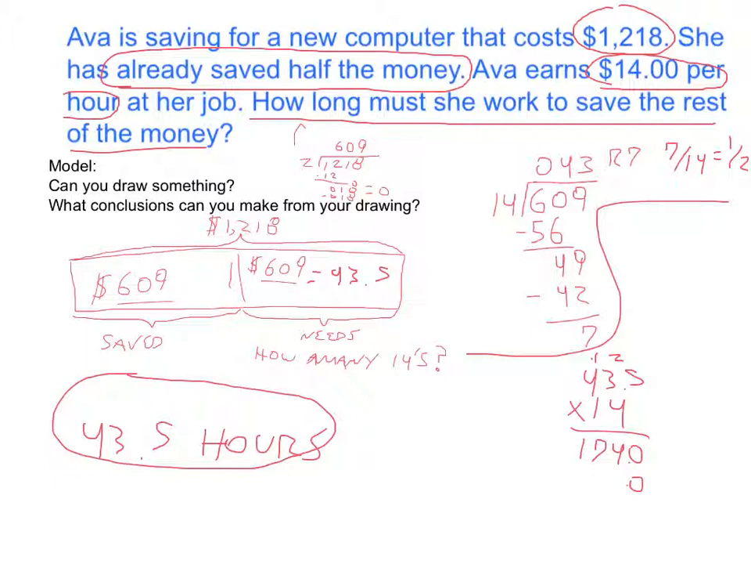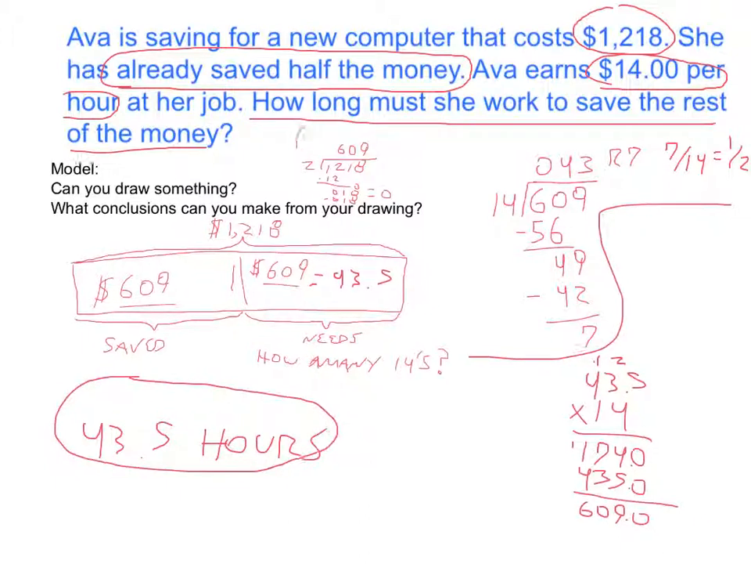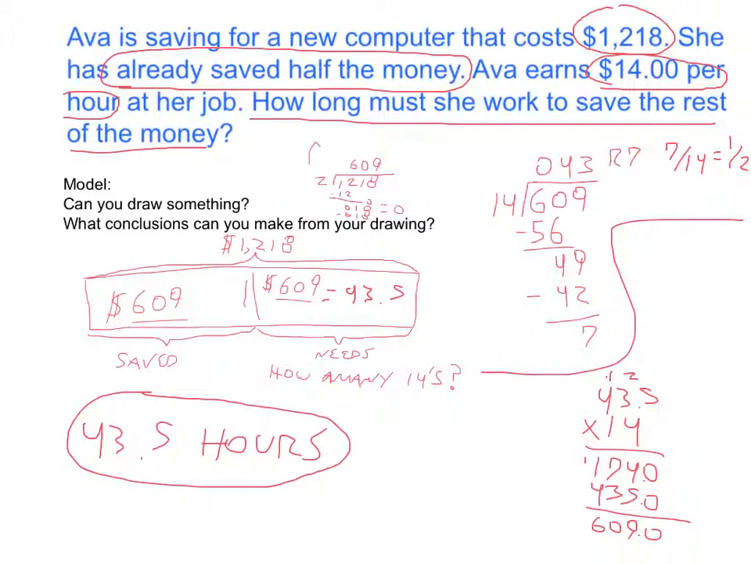1 times 5 is 5. 1 times 3 is 3. 1 times 4 is 4. So we get 0.90, and that's going to be 609. So yes, 43.5 hours is a very reasonable answer, and it is totally correct. So this is how you solve this kind of division word problem.